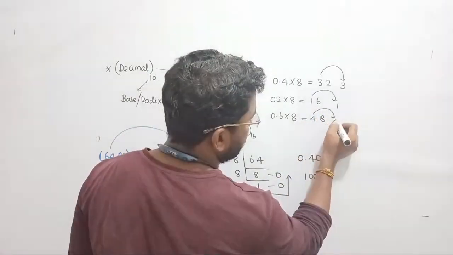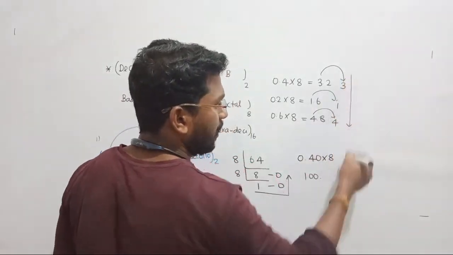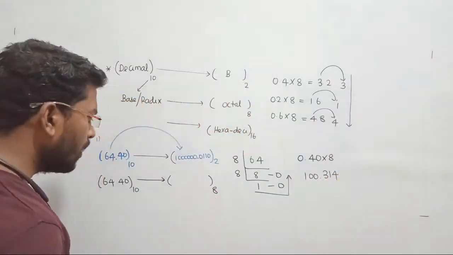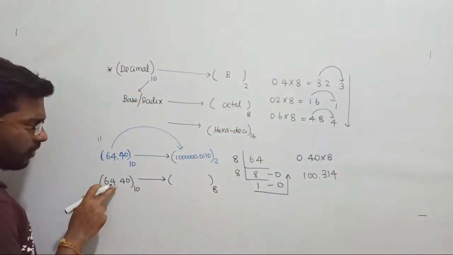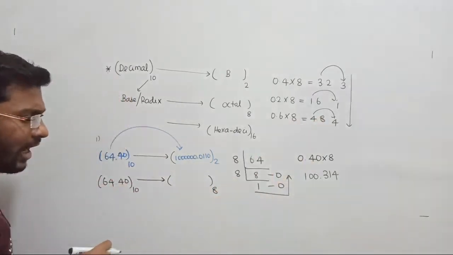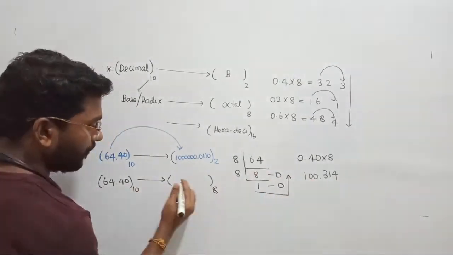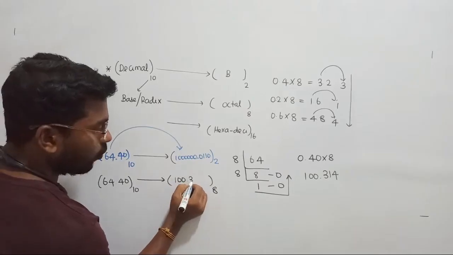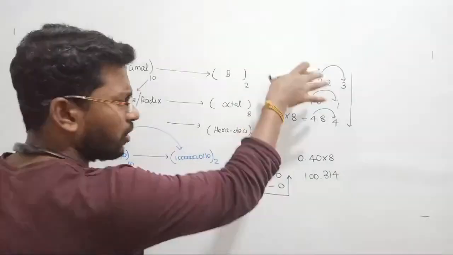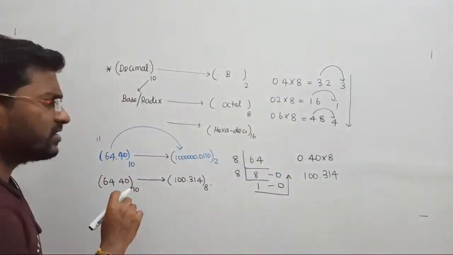Collect it outside, and after collecting all these samples, travel in the downward direction and collect all these values. They are going to be 314. Happily, I have done the conversion. So 64.40, if you want to convert it into the equivalent octal, the equivalent value is 100.314. I hope things are clear. Just understand the procedure, that is enough. What is the next task?